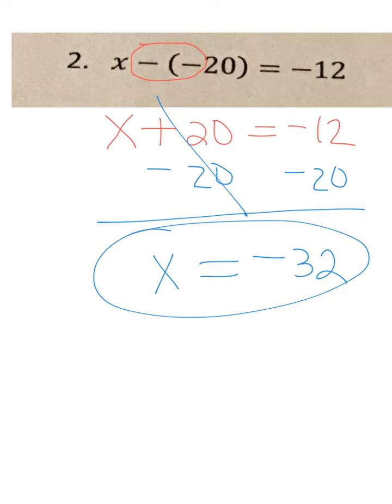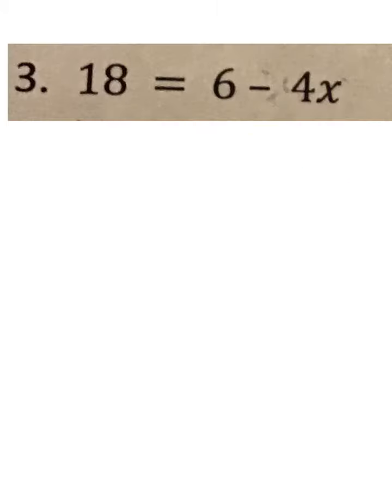All right, problem 3. Here's problem 3. 18 equals 6 minus 4x. The biggest mistake we are making with this problem is we think that minus sign goes with the 6, which it does not. That minus sign actually goes with the 4x. So this 6 is a positive.